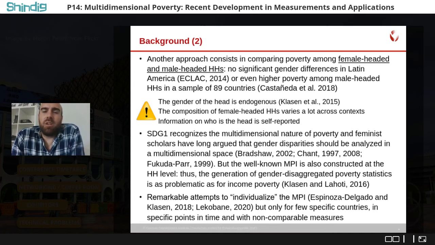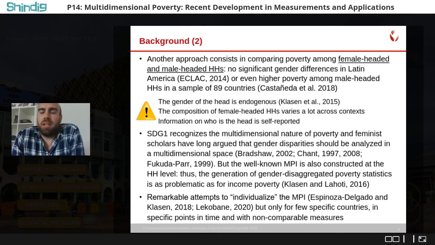Now, while with the previous method there was the assumption that income was distributed equally within the households, also in considering the head of the household we have some very strong assumptions. One is, for example, that the gender of the head of the household is endogenous. So, for example, think of a female head of household because the male partner had to migrate and is sending back remittances. This problem of endogeneity can really skew the estimates. Another problem is that the composition of female-headed households varies a lot across contexts, and in some contexts you have dependency rates in female-headed households that can be very, very high. And the third problem of this method is that the information on who is actually the head of the household is self-reported, and this can depend a lot on social norms. So it's not clear if what is reported is actually what is happening.